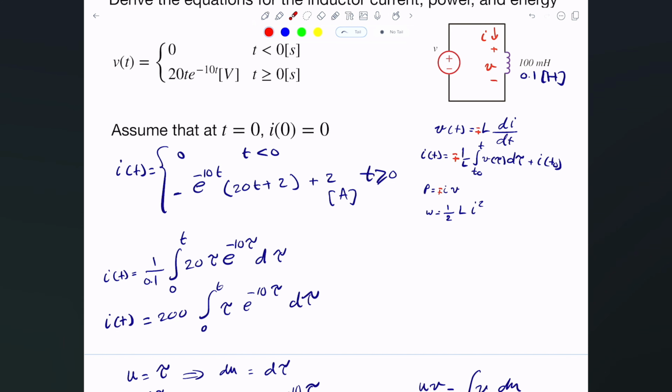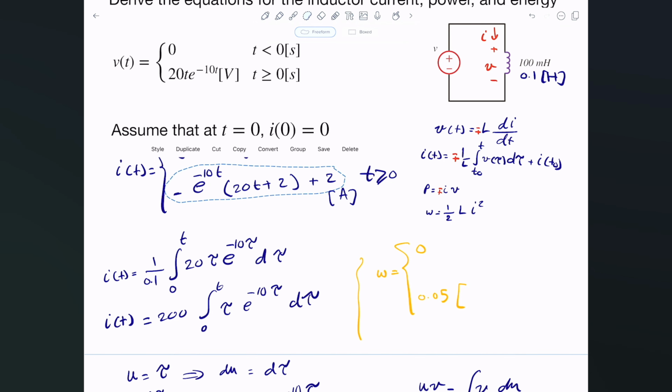So what's left? Well, what's left is the energy. So let's assume that I asked you to compute the energy. All I have to do is take half of L, basically 0.5 times 0.1, which is 0.05. So W is simply 0 for t less than 0, and then it will be 0.05 times i squared, and the i squared is simply this term that we just came up with, which is here. And the whole thing is basically squared. We just put it in here and paste it.